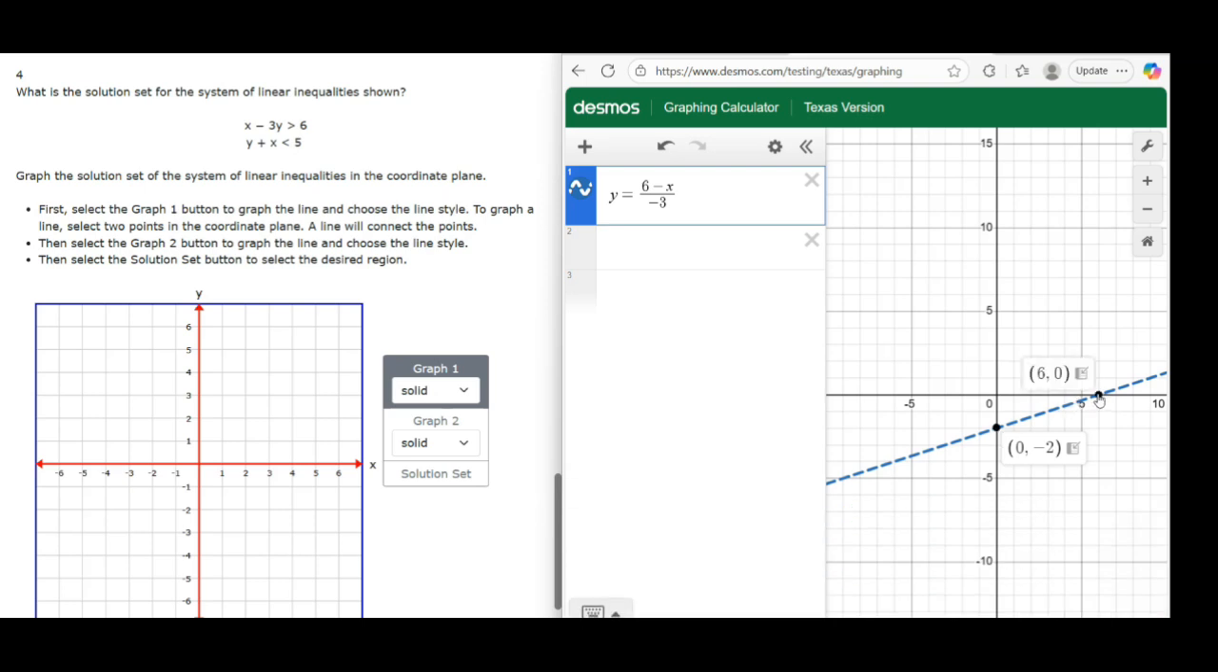All right, they're both good points. They will both fit on the graph. So I'm going to go ahead and plot those. So 0, negative 2. 0, and then down 2. And then 6, comma 0. So I go across to 6, and I don't go up or down because it went up 0. All right, and this is a dashed line.